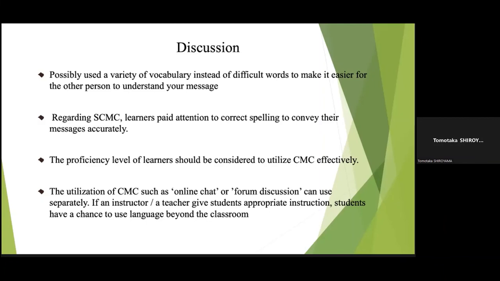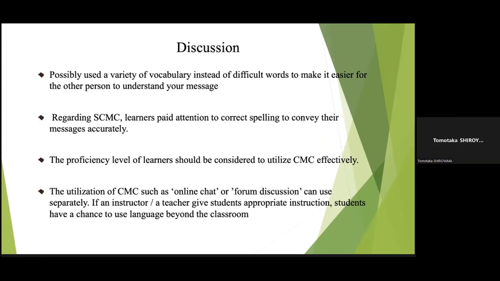Then also the proficiency level: the learner should be considered in order to utilize CMC effectively. This study focused on advanced learners, so advanced learners use their language abilities more easily to communicate with partners. The last point is utilization of CMC: online chat or forum discussion can be used separately. For example, if an instructor uses online chat, there may be more practice opportunities, while the asynchronous mode is for beginner learners because students can produce longer sentences.